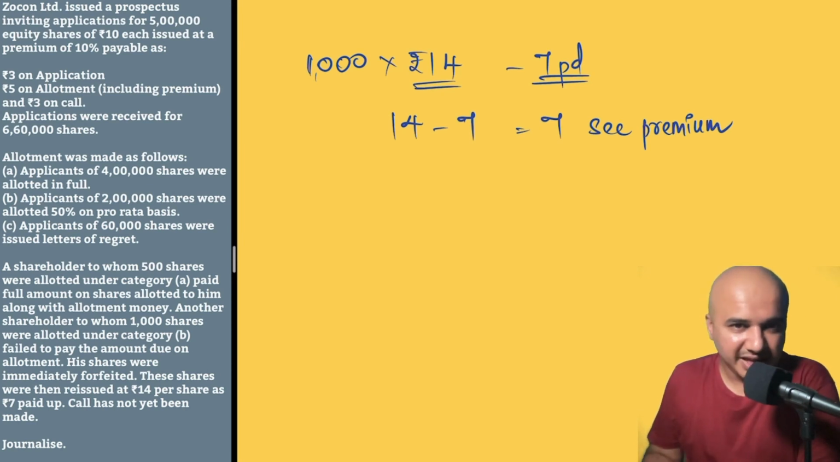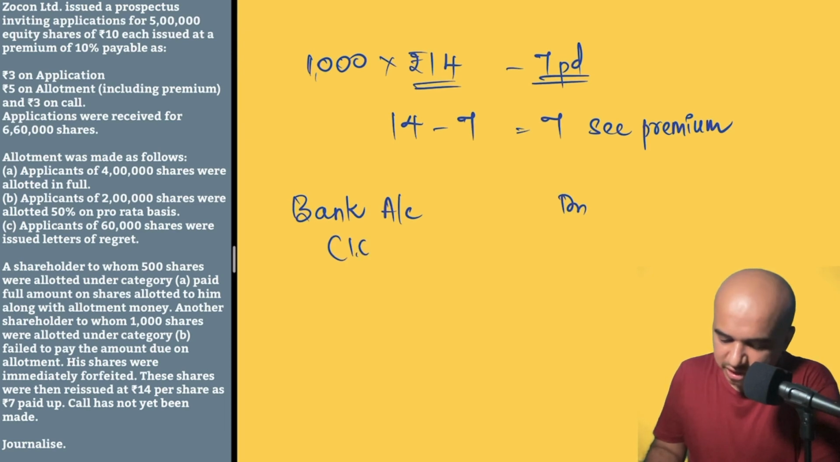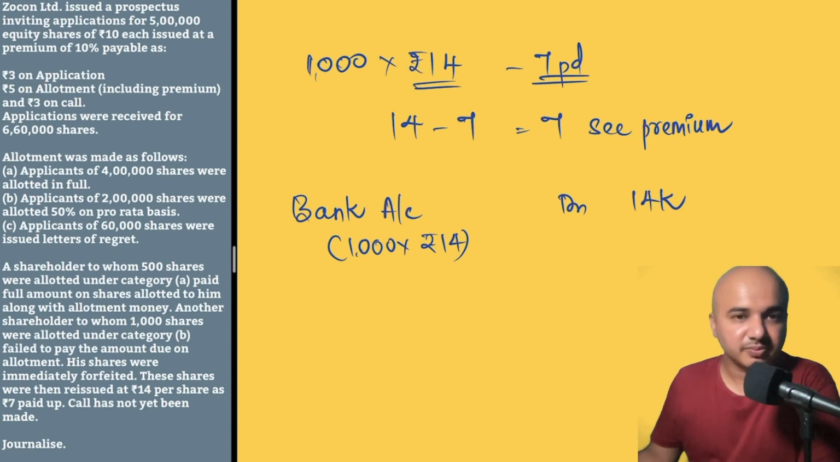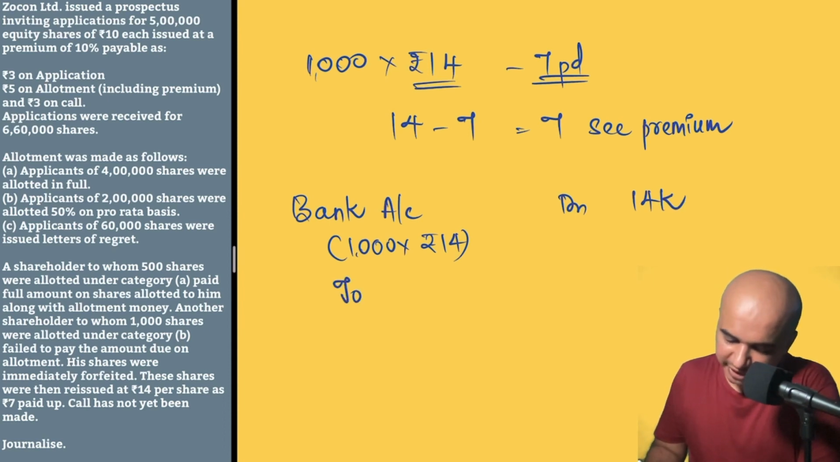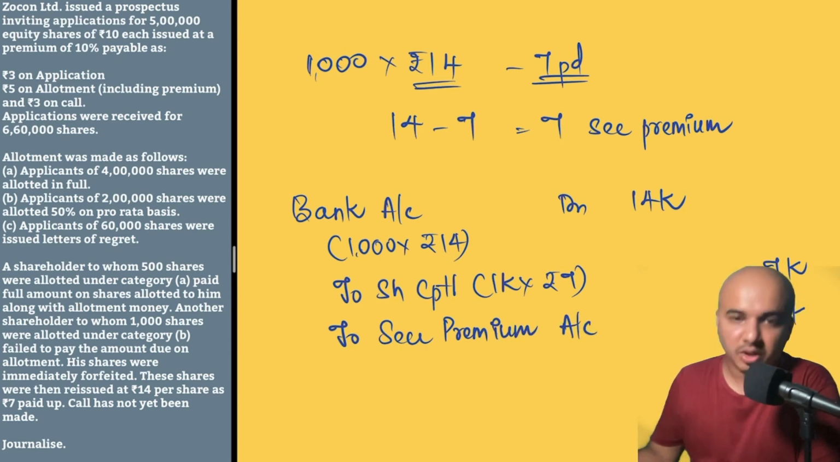So now let me pass the entry. This is a direct bank entry. Bank account debit 1000 shares into rupees 14, which will be 14,000. Then to share capital, this will be 1000 shares into rupees 7, only the capital part. The rest will be to securities premium. That's it.